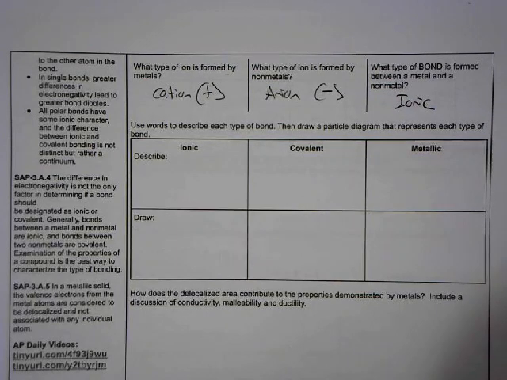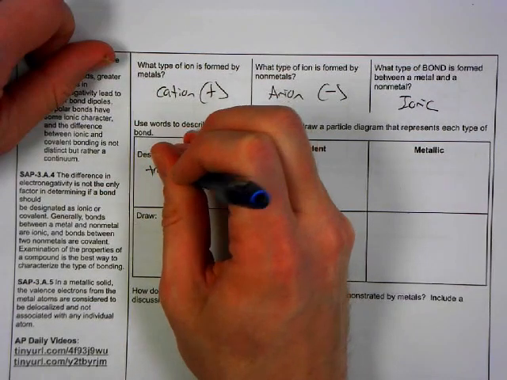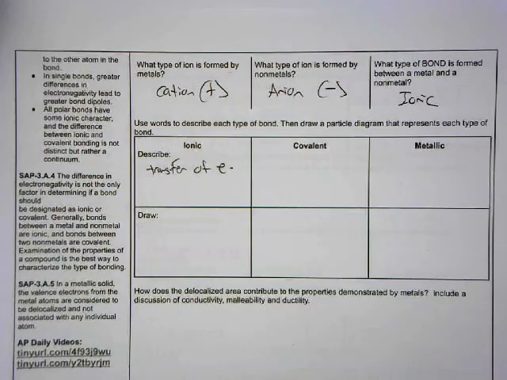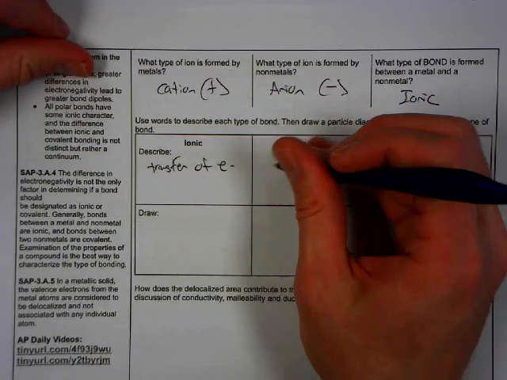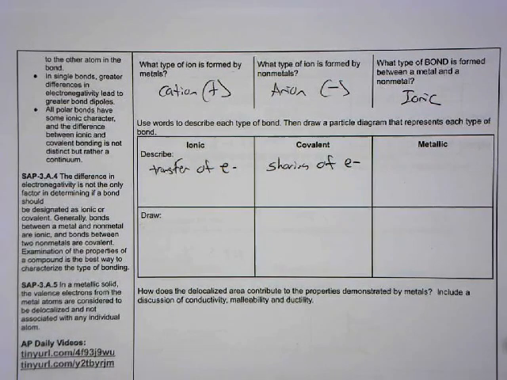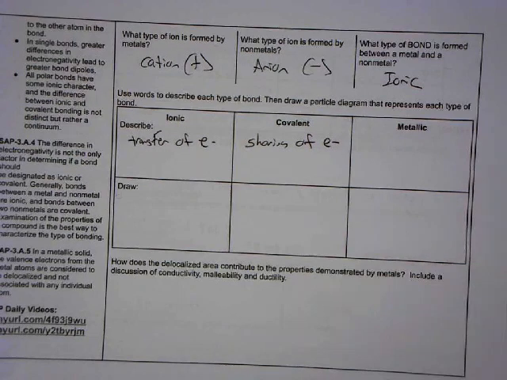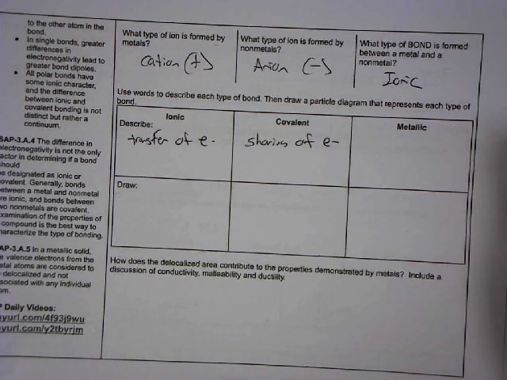Anyways. Ionic, how would you describe an ionic bond? Bonding through transfer of electrons. Covalent is going to be sharing of electrons. Sharing is covalent. And then metallic, how would you describe that? The sea of electrons. Yes, the sea of electrons.